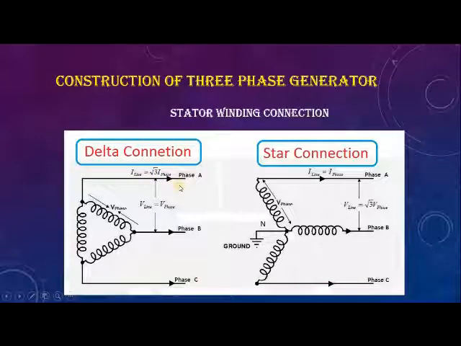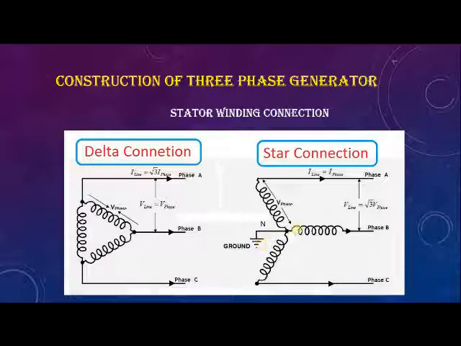Okay. And the next type of connection is star connection. In star connection, one end of all the three windings are connected together, and that point forms the neutral point. And the other end of the three windings forms the phase terminals. This is phase A, phase B and phase C. So there will be four output terminals. That means phase A, phase B, phase C, as well as, if you want, we can take neutral also.